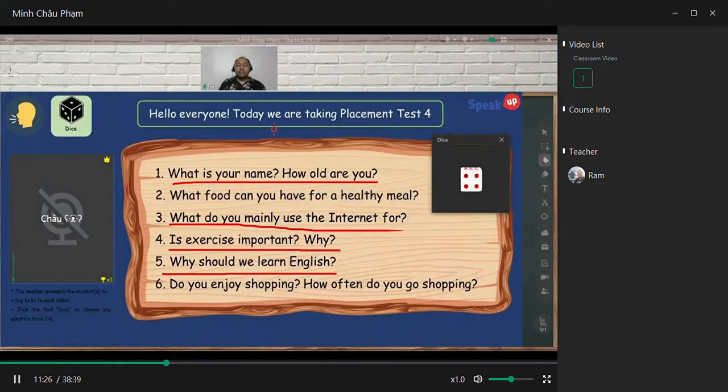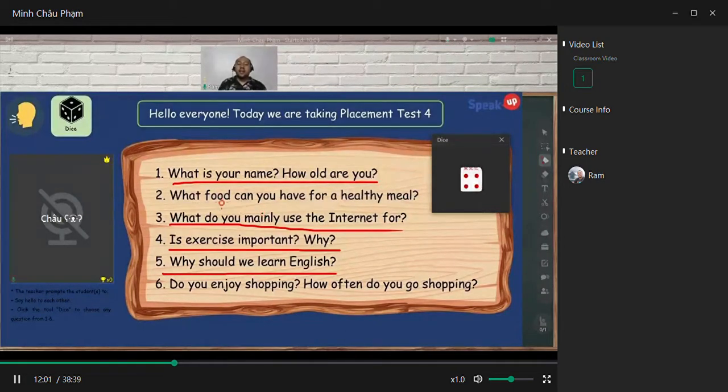I think exercise is important because I get a healthy body and I'm also not fat, and we need to eat a lot of vegetables and do a lot of exercise in the morning.